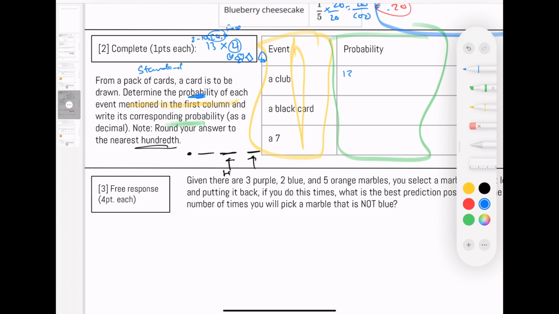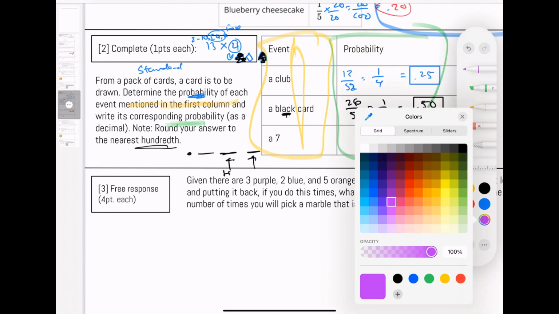Okay, so a club, there is 1 of 4 suits. So you could have done 13 of 52, which reduces to 1/4, which would give you 0.25 as your answer. A black card, well, black is the spade and the club. So that's half the cards. That would be 26 over 52, which will give you 1/2, which would give 0.50, 50%.